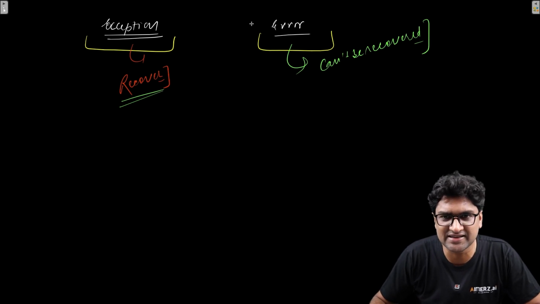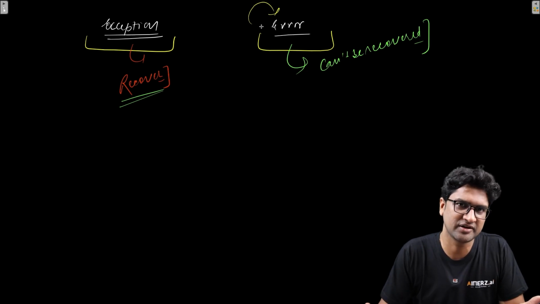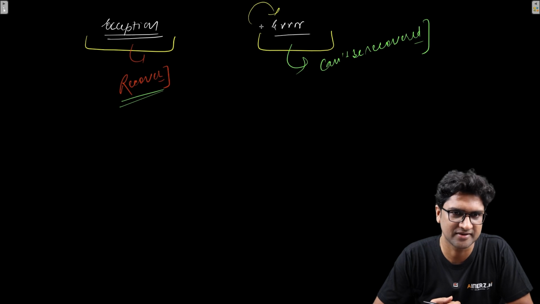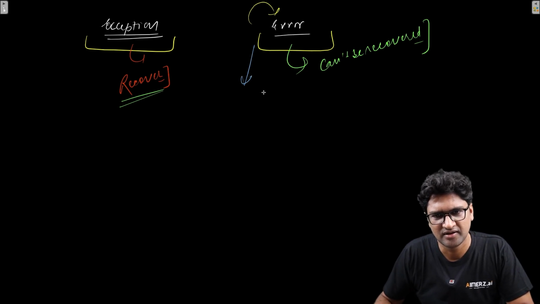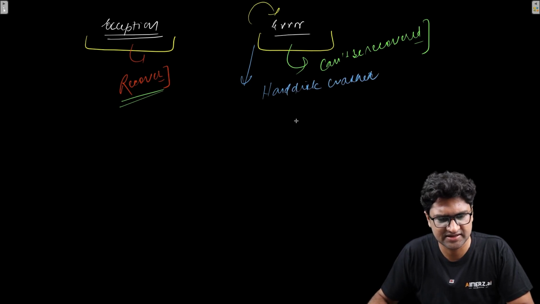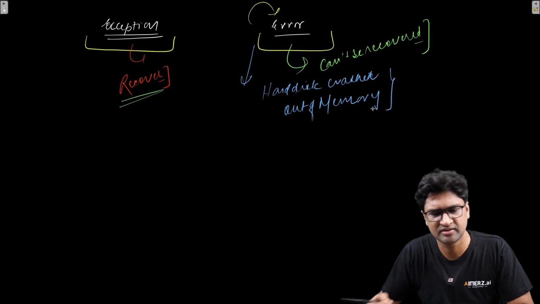Let's suppose that the final exam of the semester itself, you have bunked, you have not given the examination. There's no way of recovering it. You will have to redo the entire semester again. So that's the example of the error, right? Examples of the error could be, say, for example, the hard disk crashed. Let's say that, for example, out of memory. Now there's no memory left. What can be done? Nothing could be done.